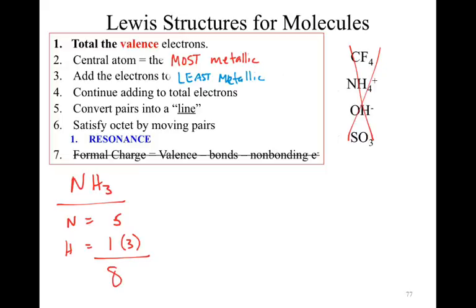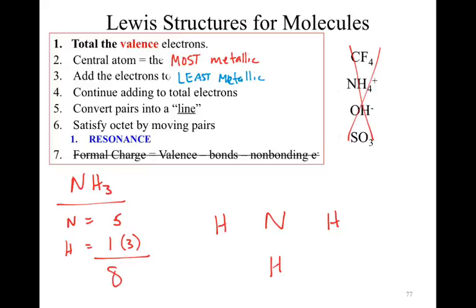If we now move to rule 2, our central atom is the most metallic. We have a dilemma here. Hydrogen is further to the left than nitrogen. That would suggest that hydrogen is the most metallic. However, hydrogen cannot bridge multiple atoms. And we'll look at what bridging means here in just a second. That means that nitrogen must be my central atom, even though it is less metallic than hydrogen. So I can then scatter my other atoms around.